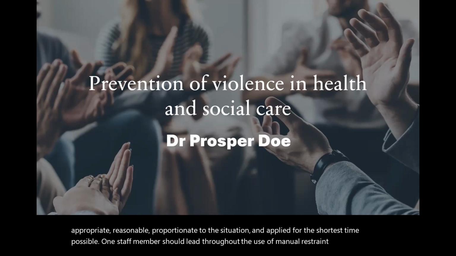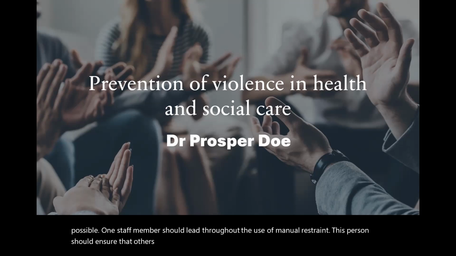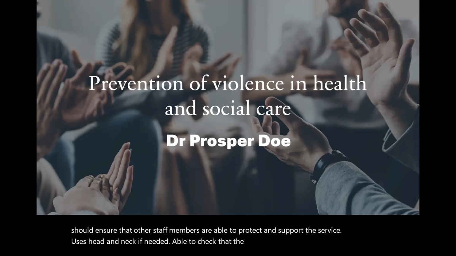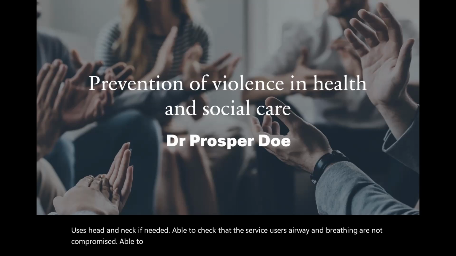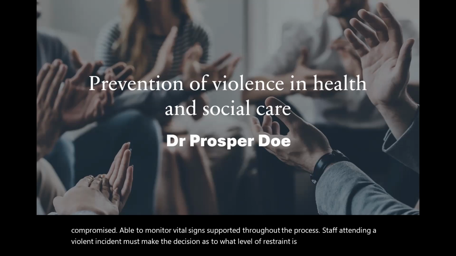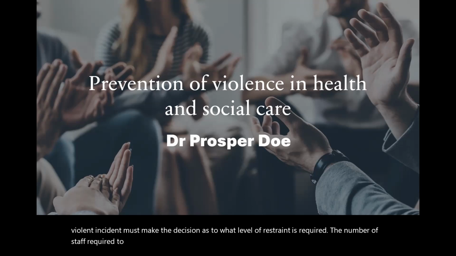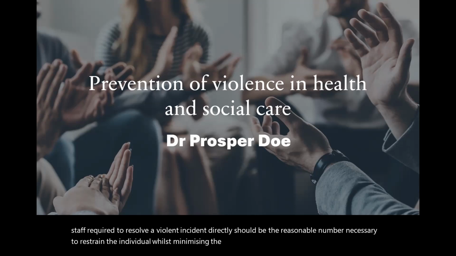This person should ensure that other staff members are able to protect and support the service user's head and neck, if needed. Able to check that the service user's airway and breathing are not compromised. Able to monitor vital signs. Supported throughout the process. Staff attending a violent incident must make the decision as to what level of restraint is required. The number of staff required to resolve a violent incident directly should be the reasonable number necessary to restrain the individual, whilst minimizing the risk of injury to all parties.